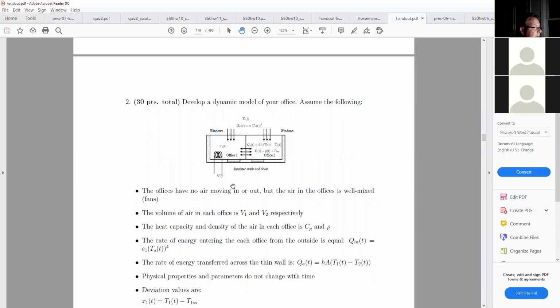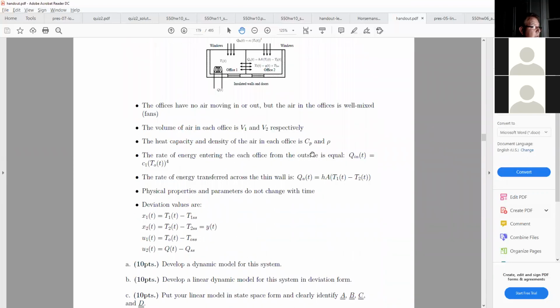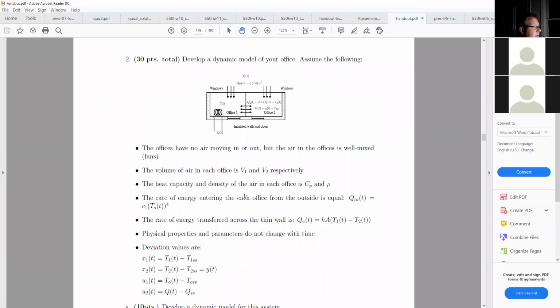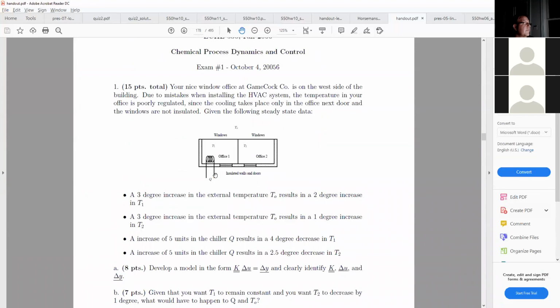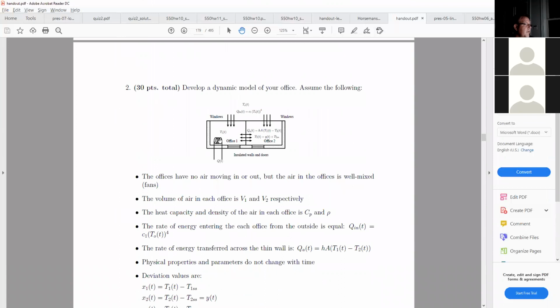So energy's coming in. It looks like we have energy removed. Where's Q? Do we have a Q? So you have a chiller here. So you're taking energy out here. So you basically do an energy balance. There's no flows though. You only have energy coming in from the outside, energy coming across the wall, and energy leaving due to the chiller.